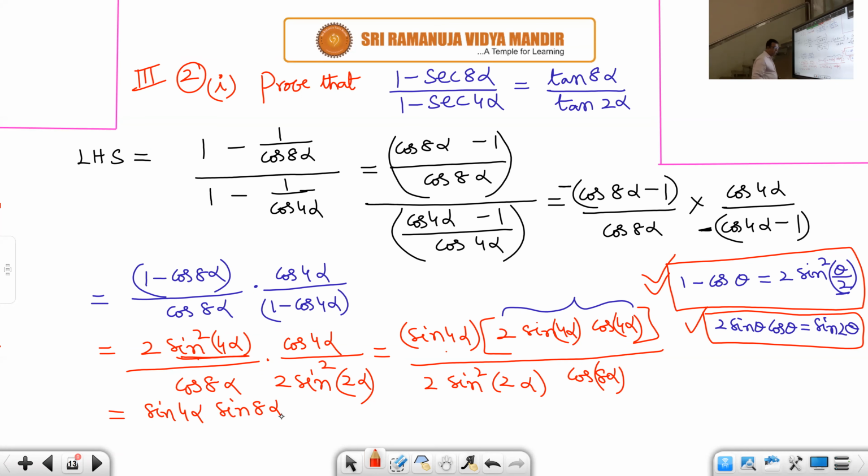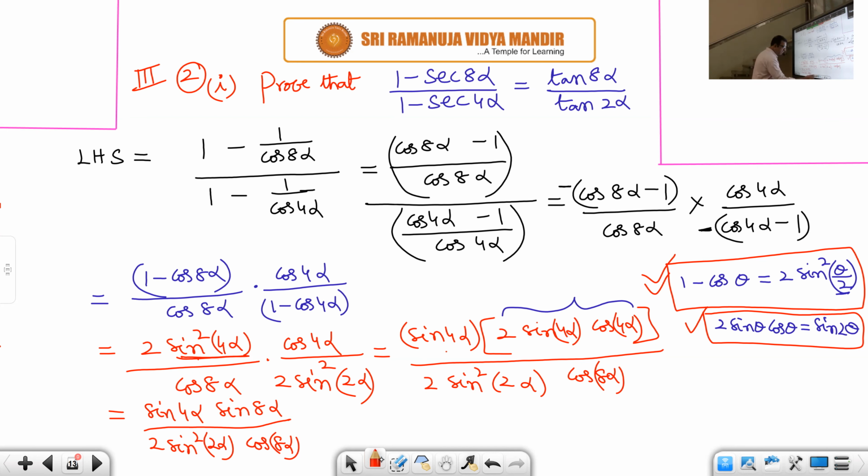Denominator cos 8 alpha is ready, by 2 sin square 2 alpha into cos 8 alpha. Okay.